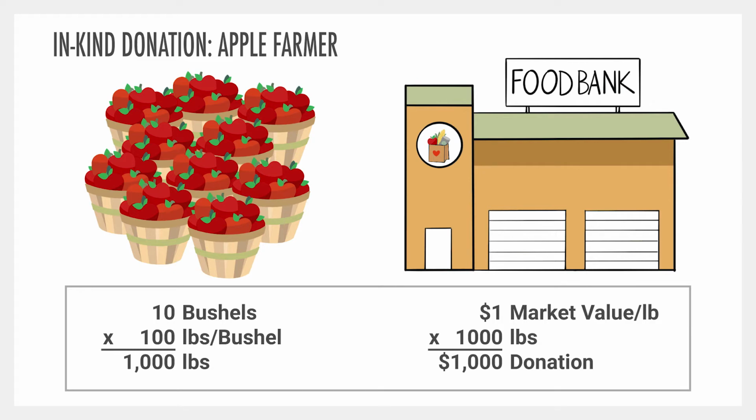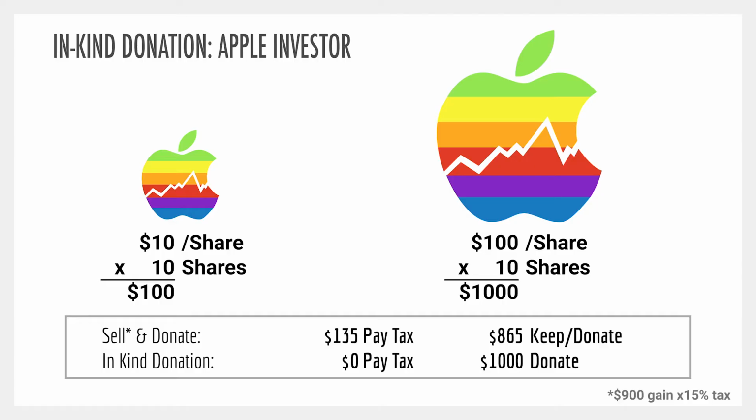So as this farmer donated it to the food coalition, he was able to write off $1,000 as an itemized deduction on his tax returns. This is a great example of an in-kind donation from a tangible good. Let's continue on to the second type of an in-kind donation, which is an appreciated asset. Here's the story about an Apple investor.